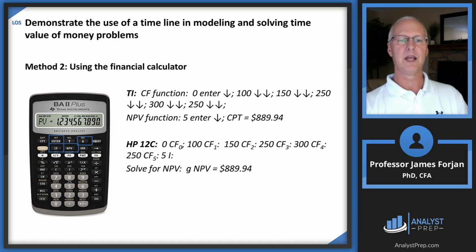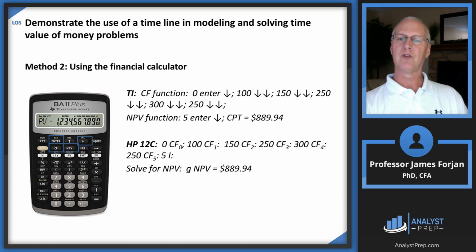However, there is a better way. Notice in the middle of the calculator, there is a CF button and an NPV button. And so it's much easier to use the cash flow function and the NPV function to do it. And I've given you the calculator steps for the Texas Instruments and for the Hewlett Packard. And I'll allow you to pause to get familiar with your calculator steps. Either way, you're going to get $889.94.